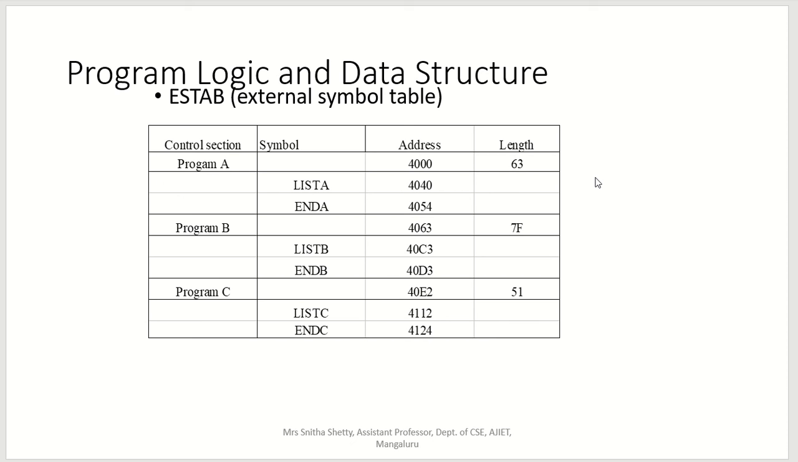So from 0000 to 0063 is the program. Now if the program is loaded into 4000, it will be 4000 to 4063. So what is the length of the program? The length is 4063 minus 4000. The difference, by hexadecimal subtraction, is 63. So you can see here in this table, I have put the length as 63.